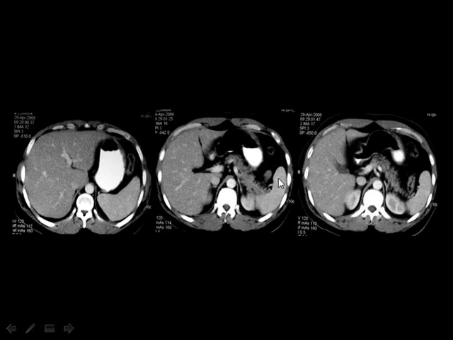Lower down, you can see the spleen and the start of the pancreas. This is the pancreatic tail, and this is the pancreatic body.